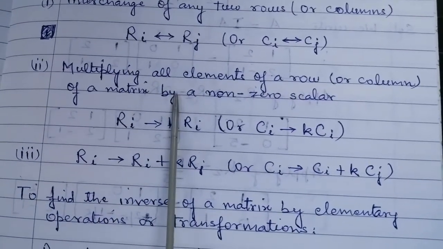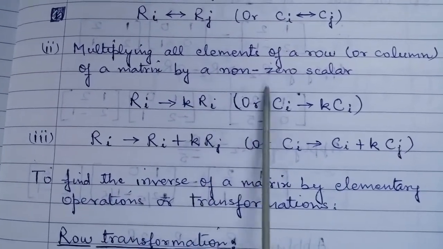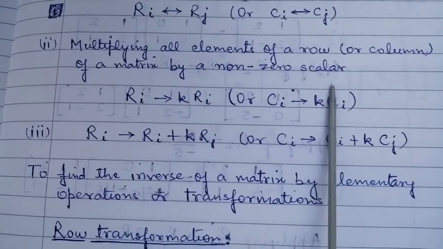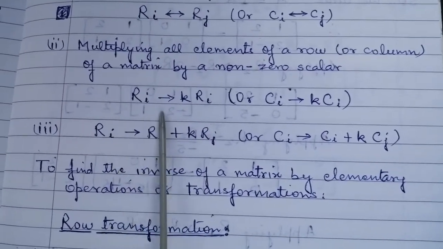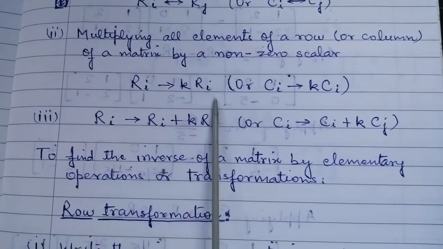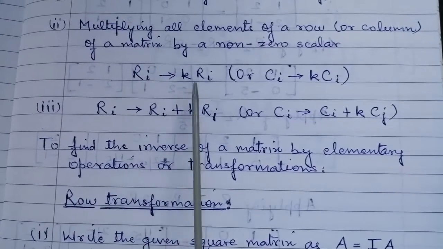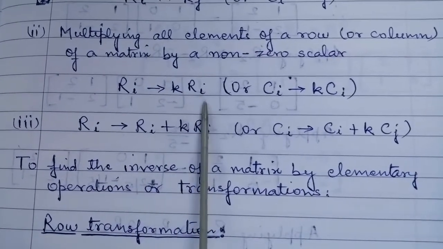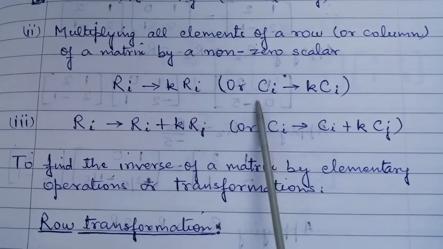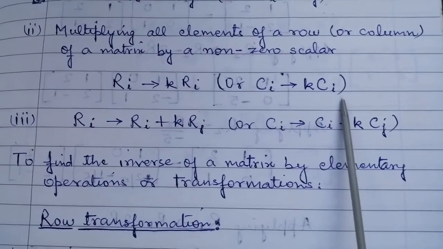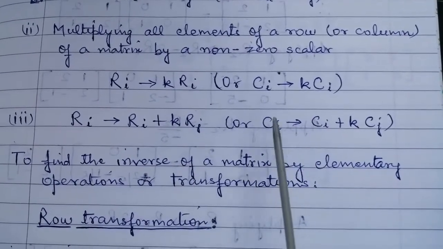Second, multiplying all elements of a row or column of a matrix by a non-zero scalar. Right? So we are multiplying all the elements of ith row by k. So I write R_i becomes k R_i. I multiplied each element by k, or for ith column, we have multiplied all the elements of ith column by k. So we have multiplied all the elements of a row or a column by a non-zero scalar.